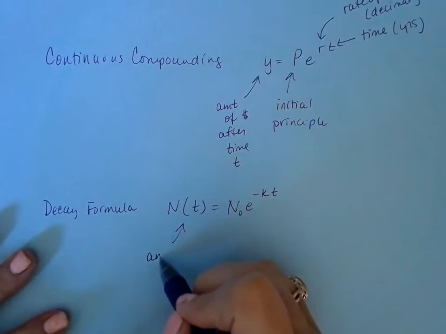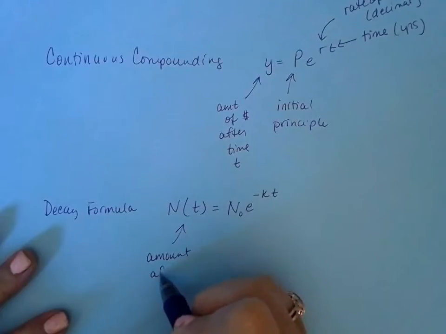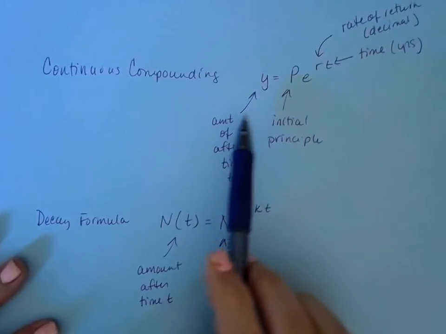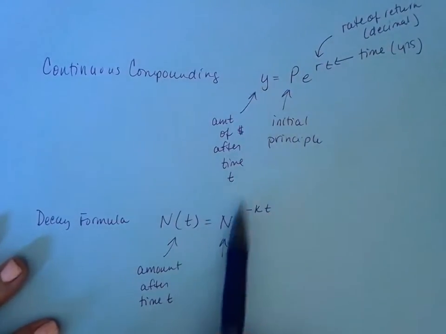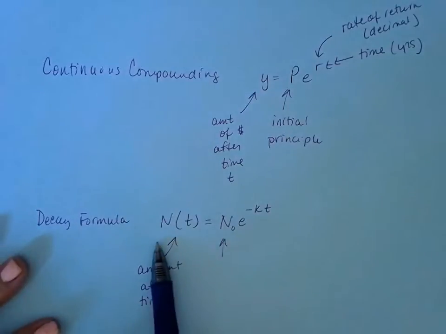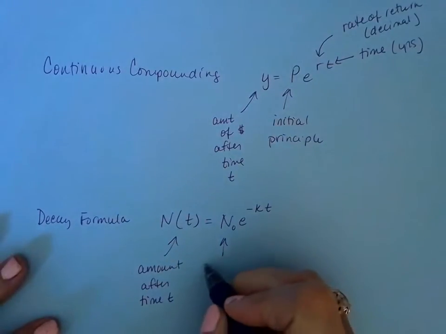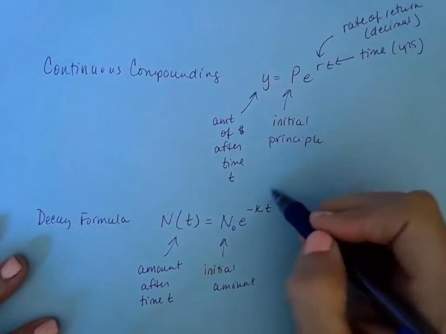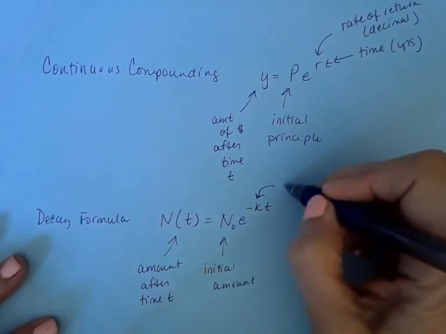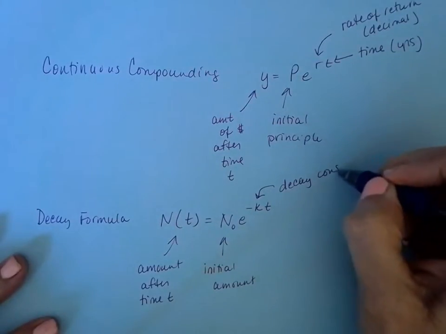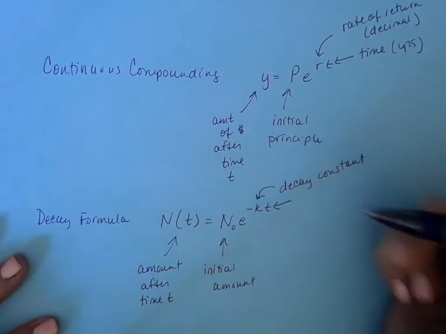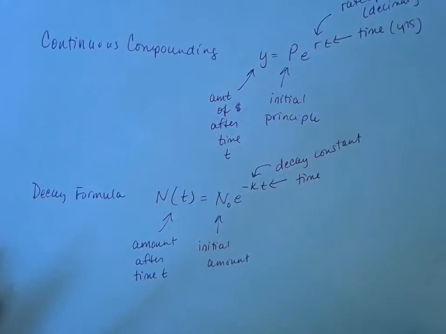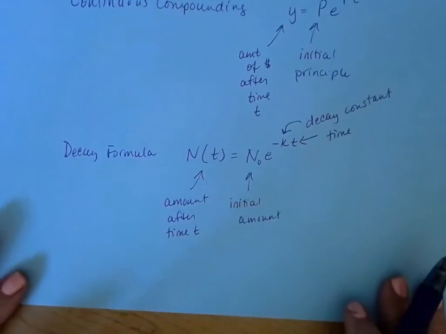So this is the amount after time T. This is your starting amount, just like before. Your initial investment, your ending amount. This is the same thing, your initial amount of the substance and your ending amount. And so this will be the initial amount. E is just the number E. K is going to be your decay constant. And T is going to be your time. Okay, so that's the second formula. And we're going to do an example of a couple of these.